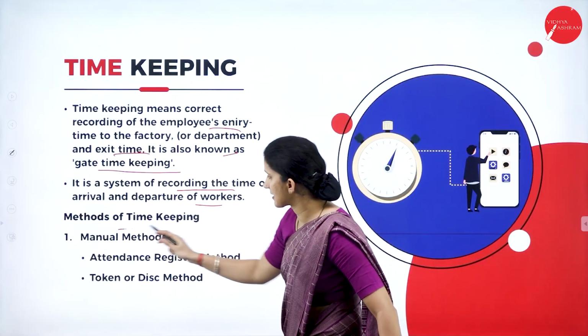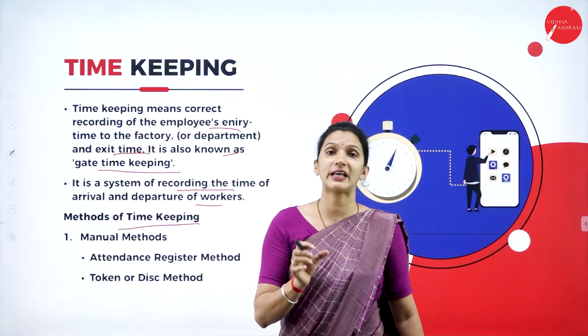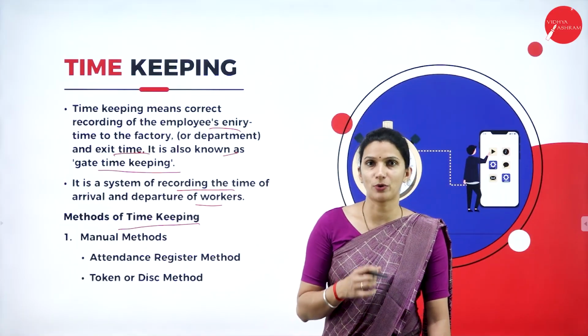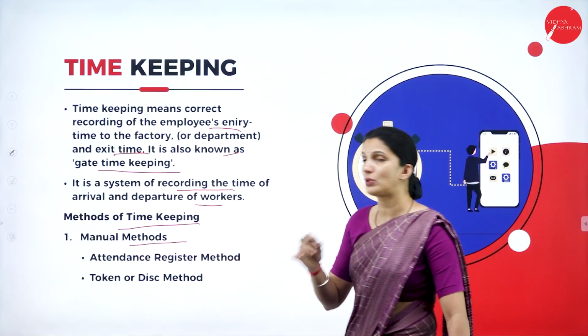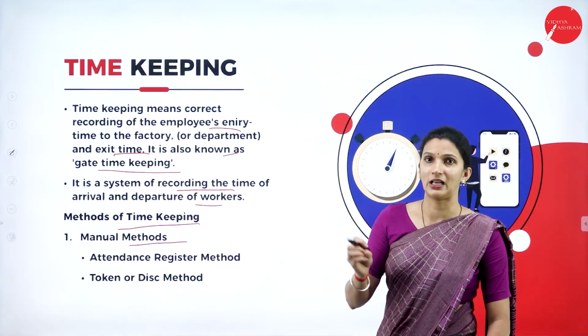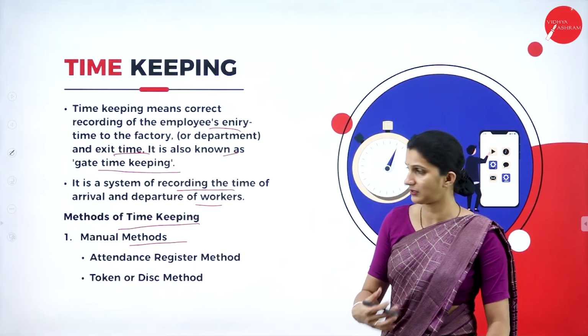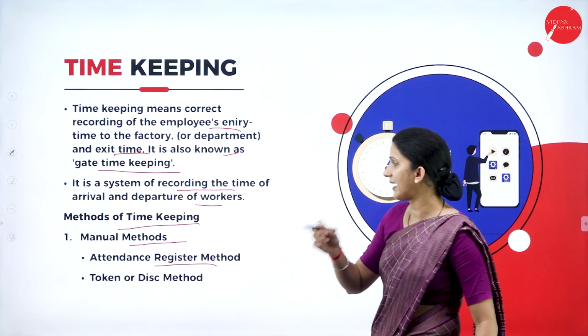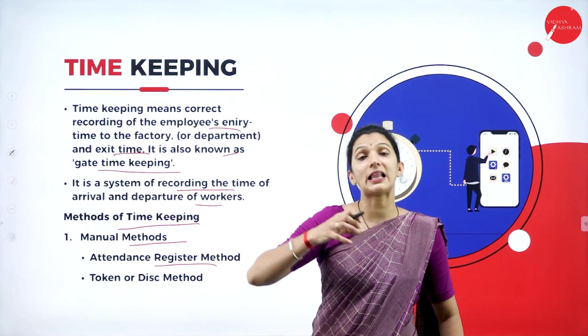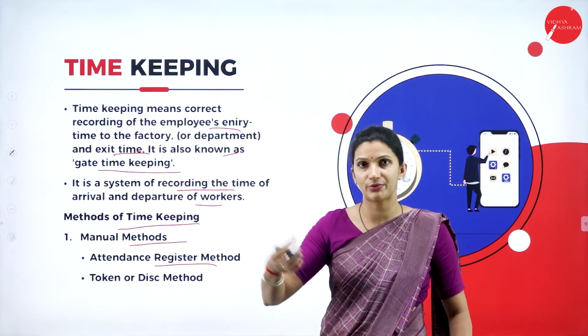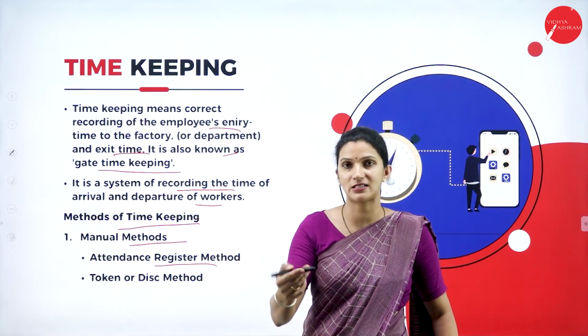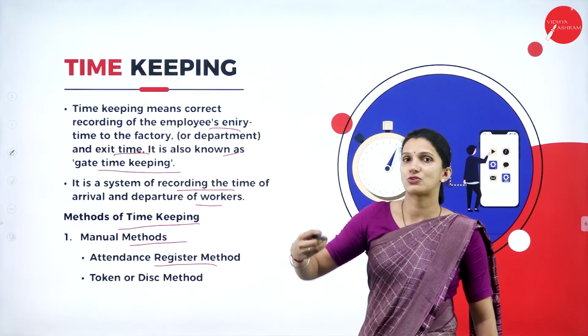What are the methods to record the arrival time and departure time of employees? One is the manual method, the traditional method where manual power is used to record the entry time and exit time of the worker. Here we have the attendance register method, where detailed attendance is maintained. Whenever an employee enters the factory he signs, and whenever he leaves, he signs again.